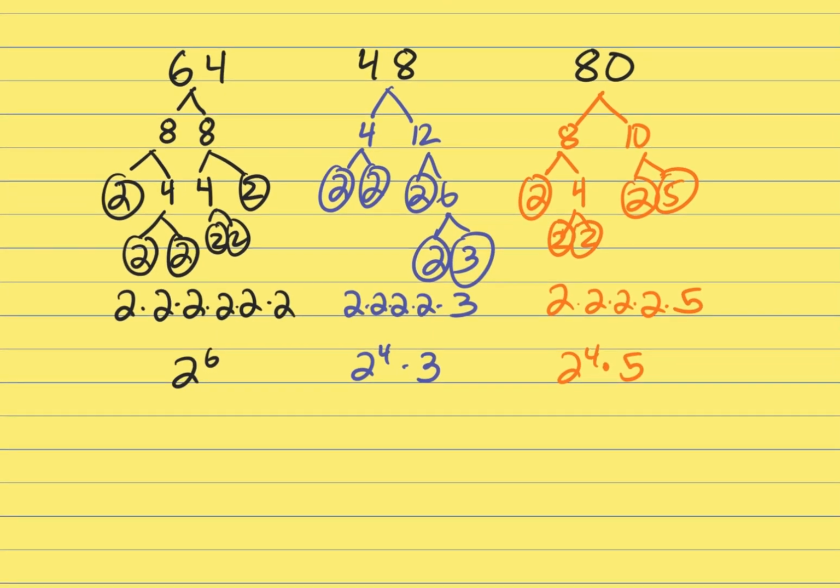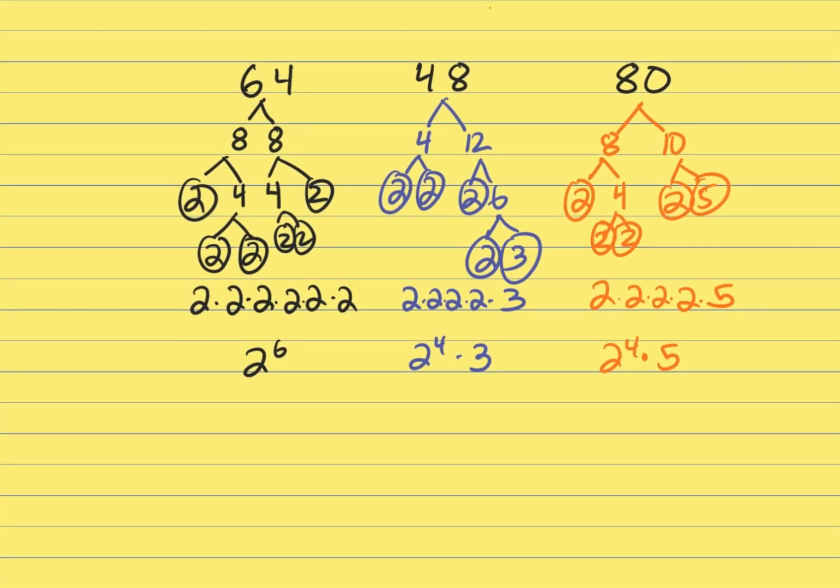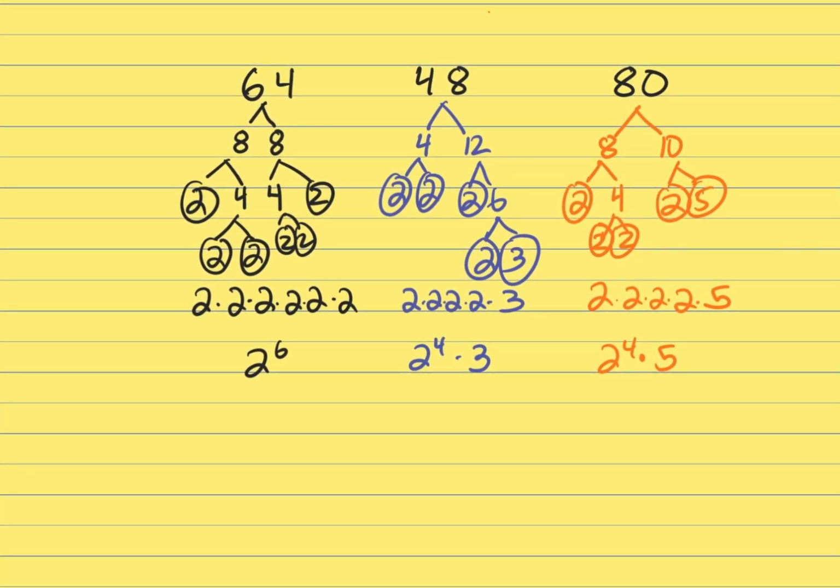All right, so just to peek up quick, see how you did with your prime factorization trees. So 64 I have is 2 to the 6th. 48 is 2 to the 4th times 3, and 80 is 2 to the 4th times 5. Questions with that? Okay, so here's why it's nice to put them in this form.